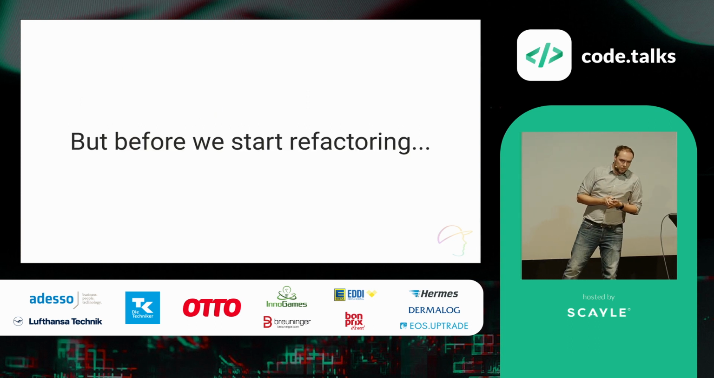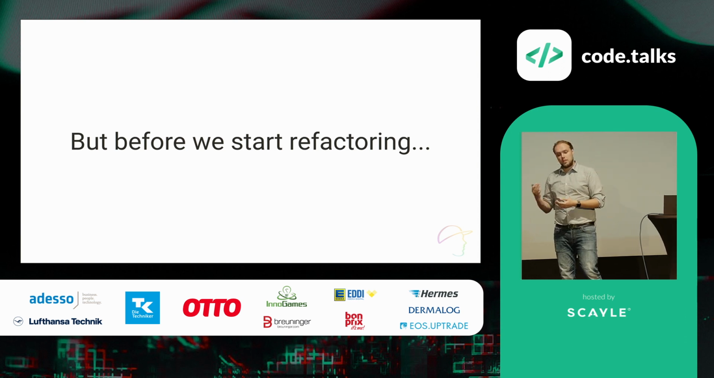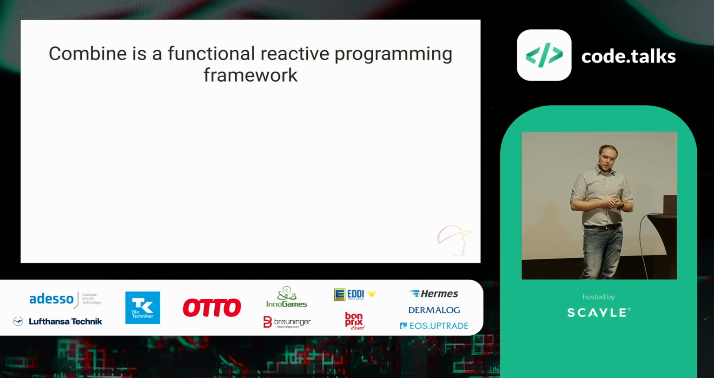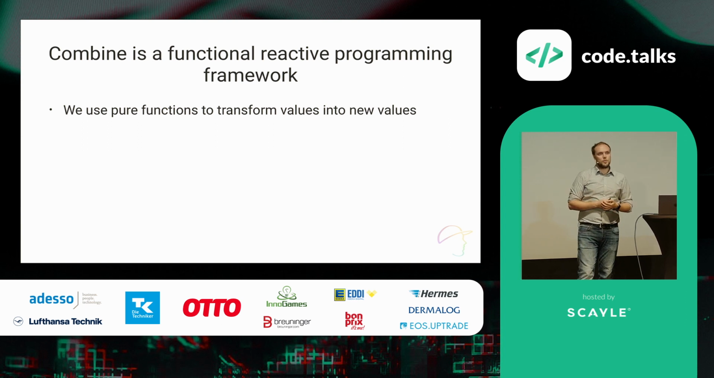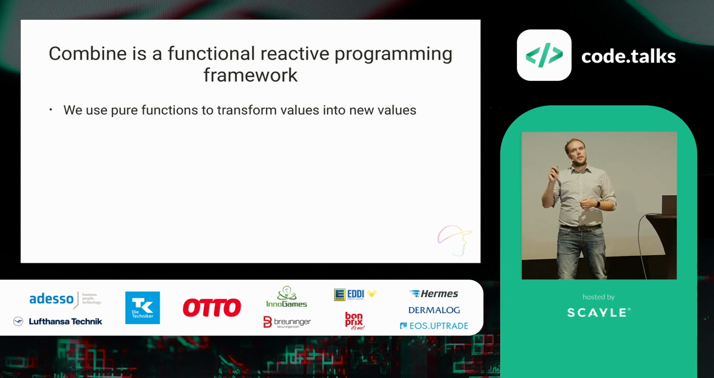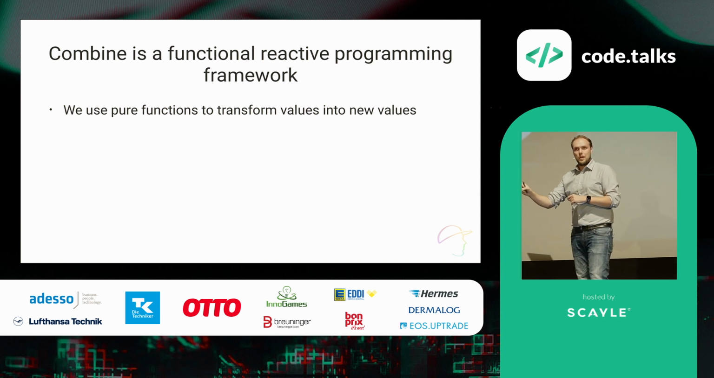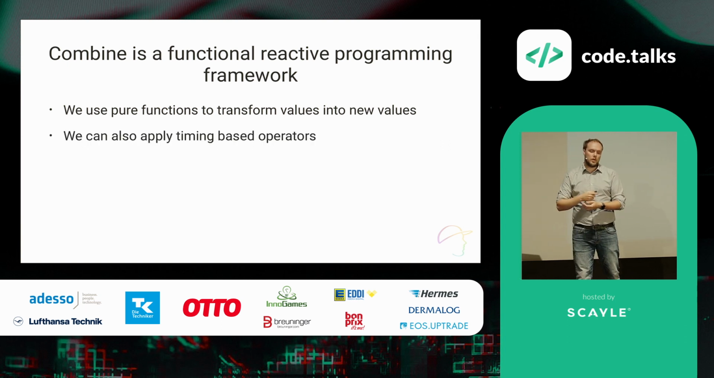Okay, so before I start showing you some ways to take a completion handler-based body of code and move that to Combine, or the other closure and move that to Combine, let's do a quick Combine speed run. So again, Combine is a functional reactive programming framework, and we use pure functions to transform certain values into new values. Right? Combine works with publishers, and these publishers tell you, hey, there's a new value available, and it's this specific value, and then you can transform that value into something else, and you can use other operators as well.